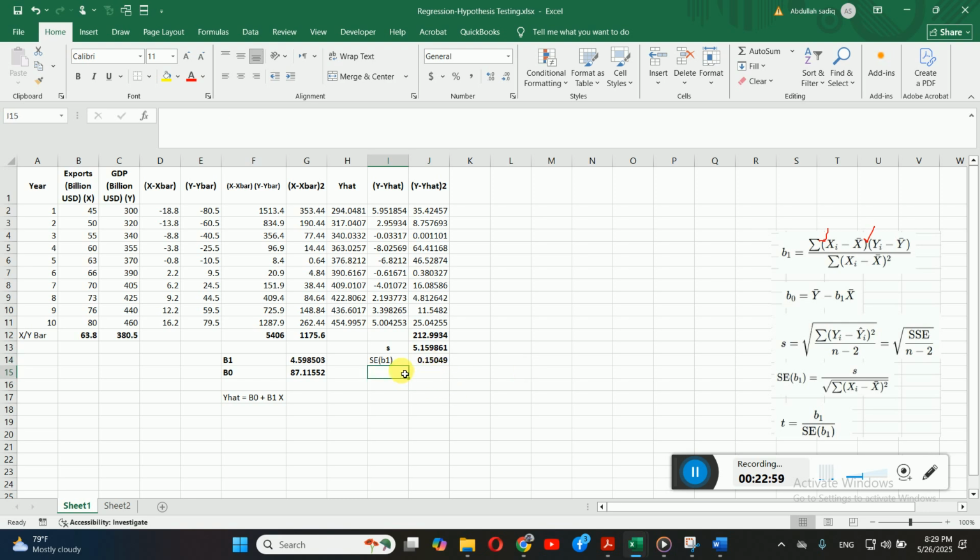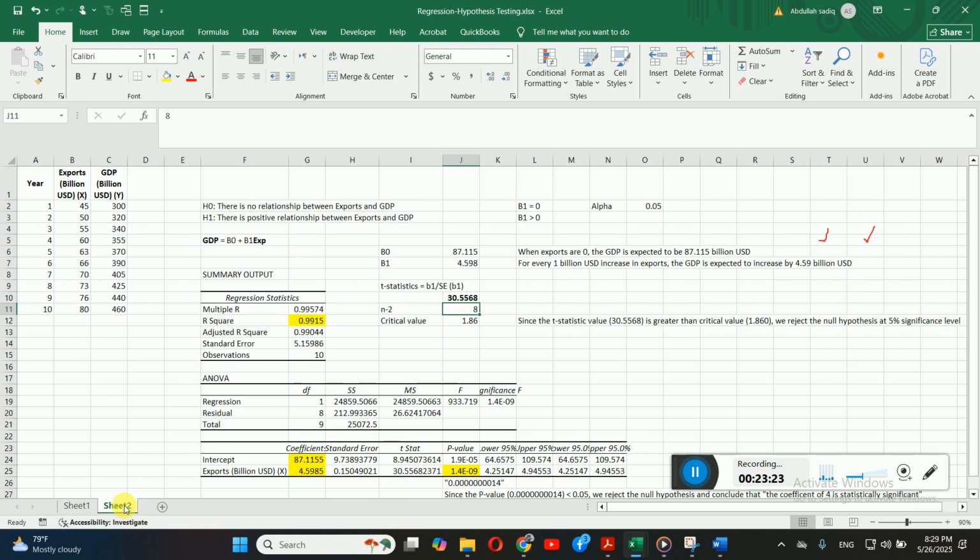Now you can find out the t value. So the t value, or you can say the t statistic, dear students, is simply, okay, just make it in the center. The t statistic, equal sign, the beta 1 should be divided by the standard error of beta 1. So this is our beta 1, dear students, and this is the standard error of beta 1. So the final answer is 30.55, dear students.